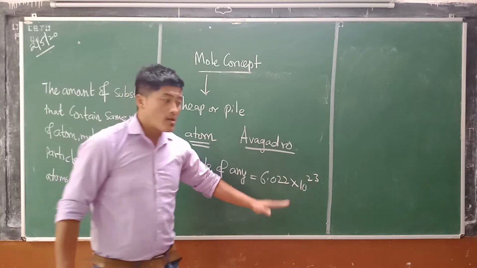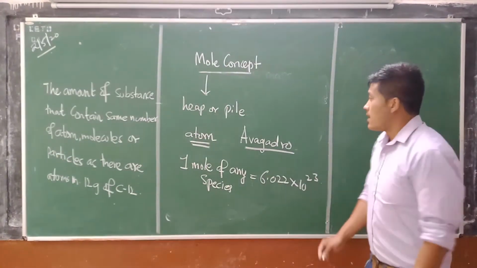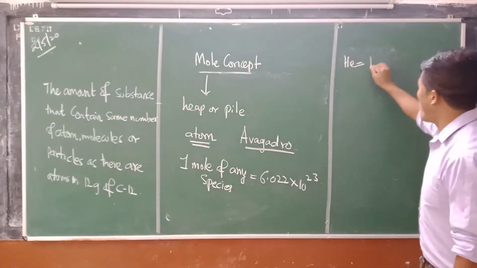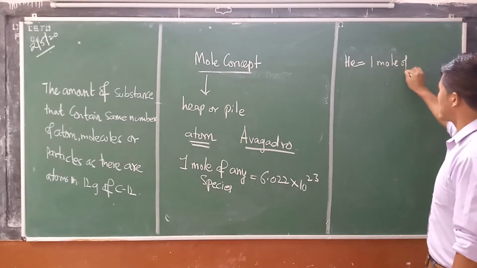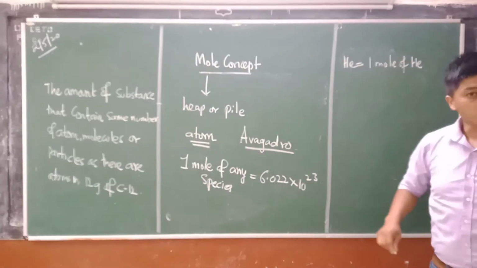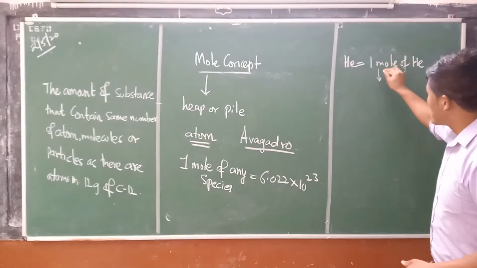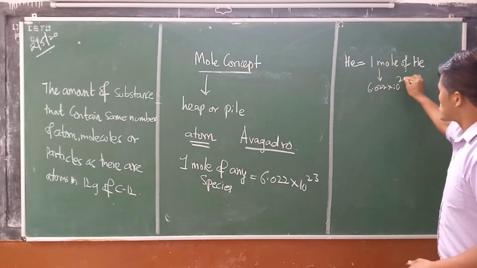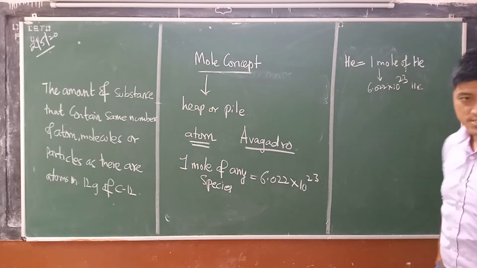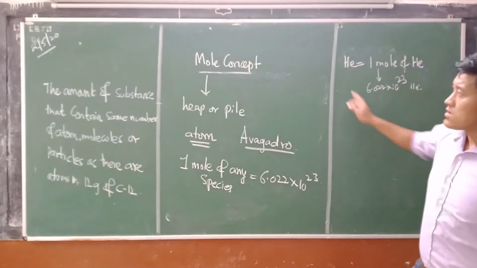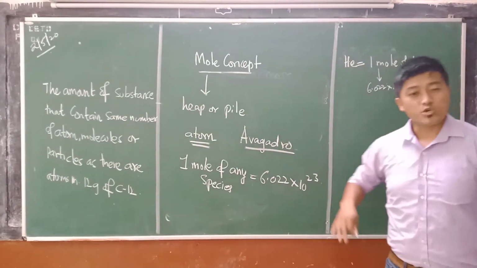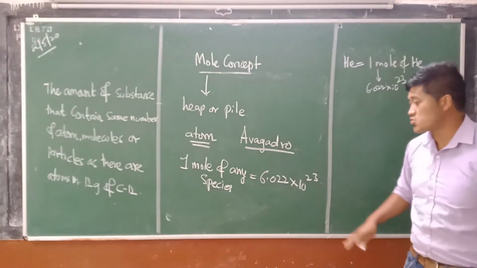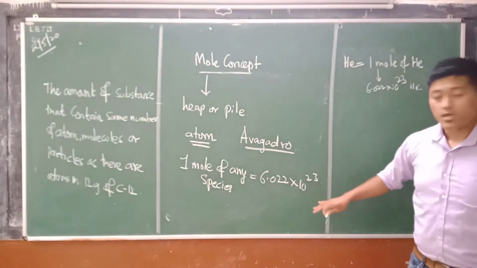Is that clear? Now let's talk about, let's say, helium. If I say 1 mole of helium, we can conclude that in that 1 mole there are 6.022 into 10 raised to power 23 helium atoms. So keeping all of this in mind, what we need to understand is that 1 mole of any species is equal to 6.022 into 10 raised to power 23.